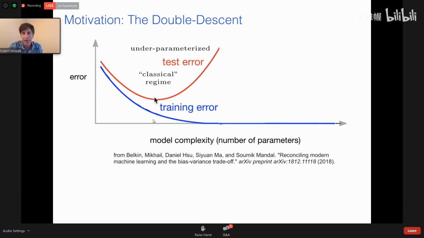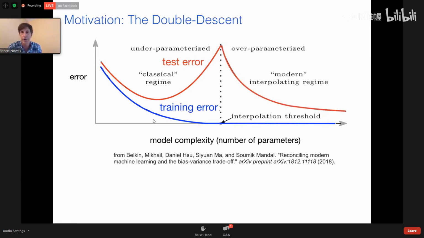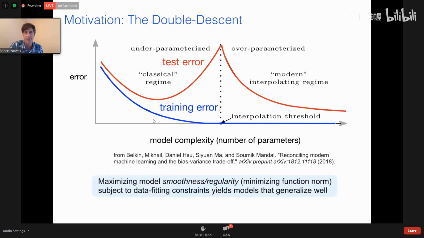But what people have observed, and now we have some theoretical understanding of, is that if you push beyond this parameter threshold, where the number of parameters or effective number of parameters is equal to the number of data, if you overparameterize and go into the so-called modern interpolating regime, you can actually get models that have zero training error and much better test error performance than at the interpolation threshold. The explanation is that we're not just using any overparameterized or nonparametric model, but we're choosing one that has some maximal smoothness or regularity, measured in a certain function norm, subject to these data fitting constraints. And that yields models that generalize well. So the key idea is to find a model that fits the data, but has some small norm in an appropriate function space.